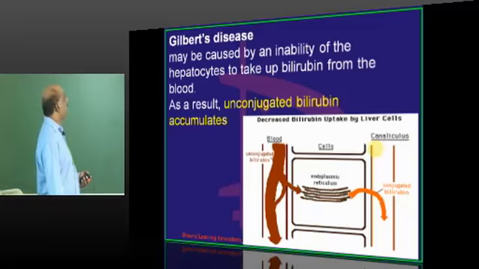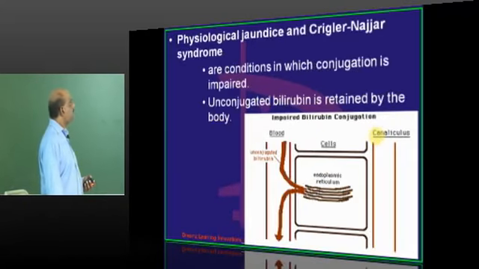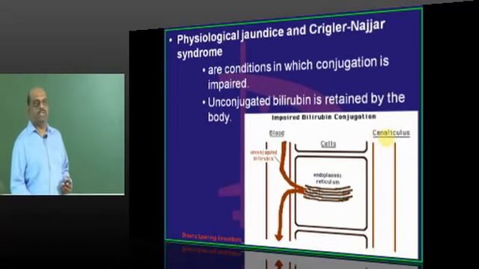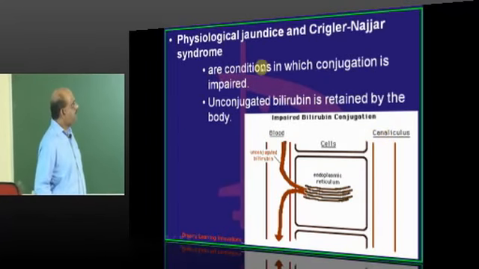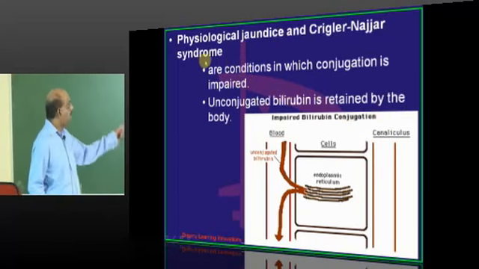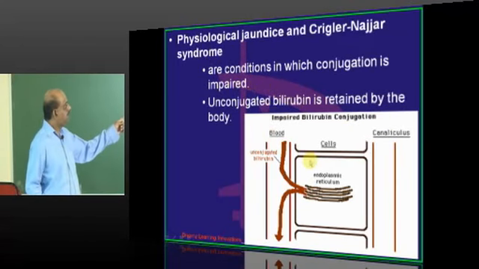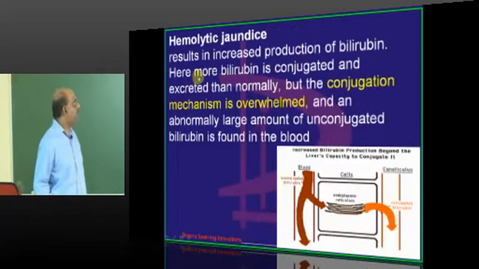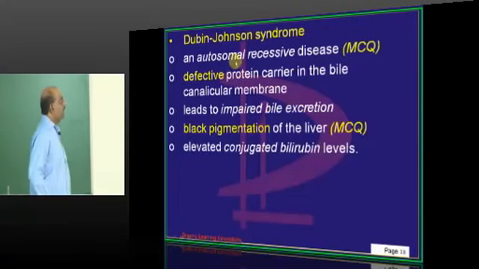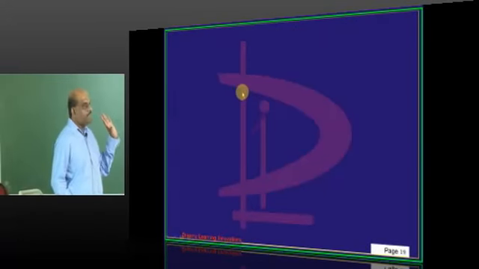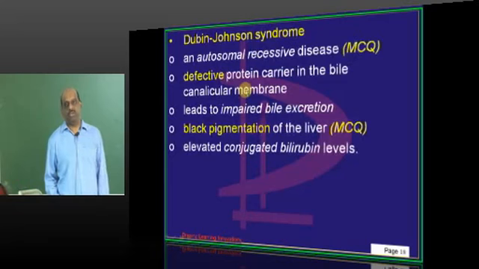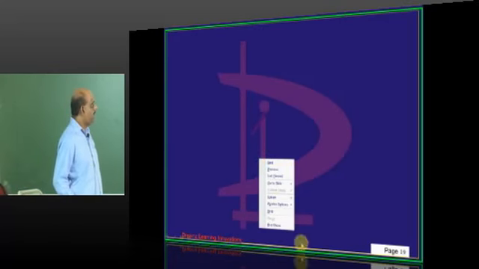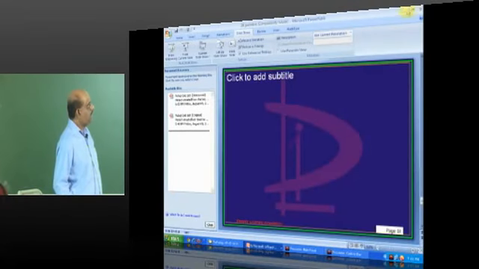Now let us talk about physiological jaundice and Crigler-Najjar. Basically, impairment of conjugation is the problem in both of them ultimately. Now doctor, black pigmentation in Dubin-Johnson should not be forgotten. So that is all the story that we need to know about jaundice, doctor.